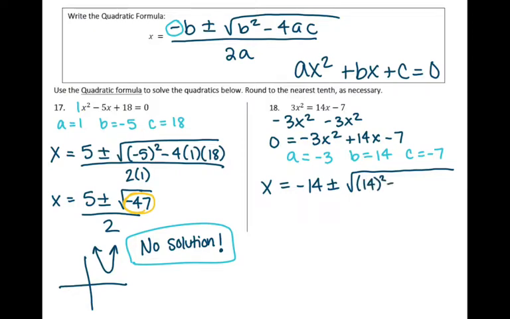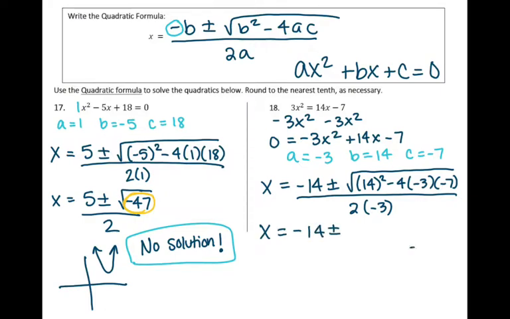B squared minus 4 times a times c. Be careful with all these negatives, all over 2 times a. Make sure you are carefully calculating all of these. Plus or minus, I'm going to figure out what that square root is in a second. 2 times negative 3 is negative 6.